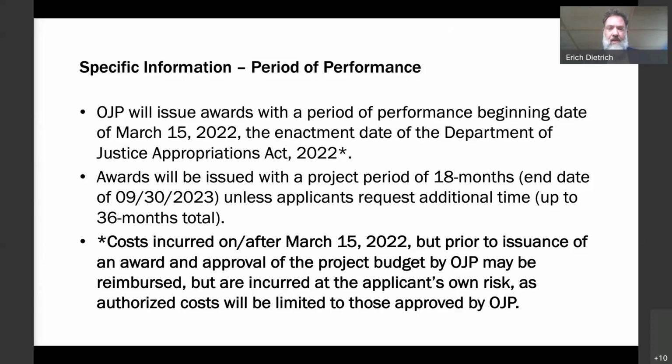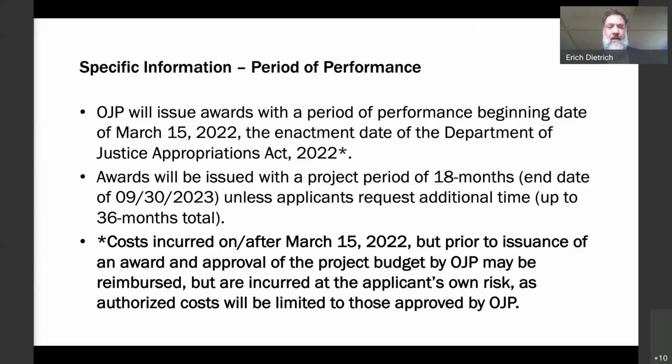OJP will issue awards with an 18-month project period, but you can request up to a 36-month project period in your application, and then OJP would issue the award with the requested project period. You should make clear what your requested project period is within these limitations when you enter your project period dates in the SF424 and application information in JustGrants. I would recommend that you state it clearly in your abstract and project narrative also.